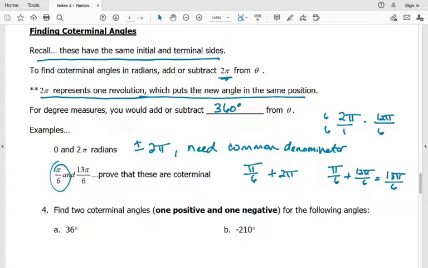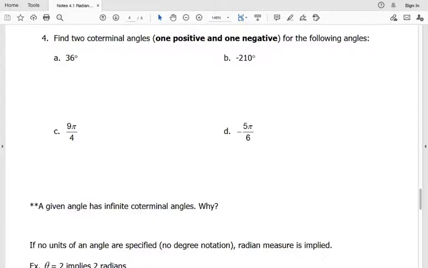Okay, so let's do some of these. On this one, they're asking us to find 2 coterminal angles. The important part for you to understand is that they want 1 positive and 1 negative. So you literally need to see that one of them is positive and one of them is negative. And remember, if you're doing degrees, that's when you're going to add or subtract 360 degrees to get other coterminal angles.